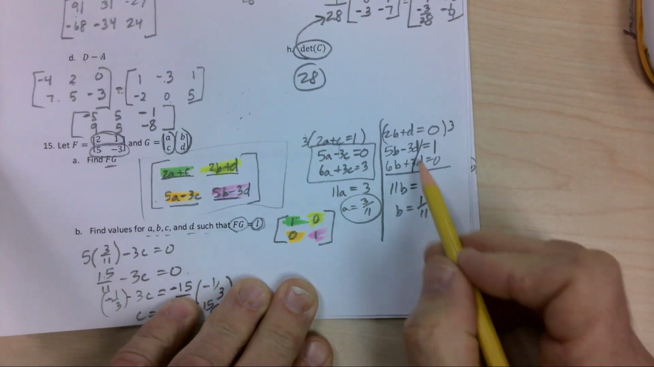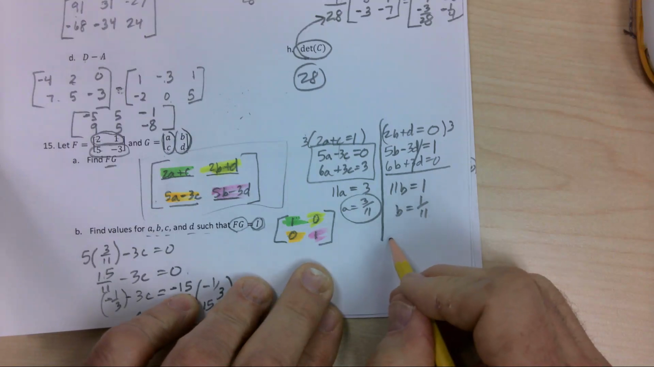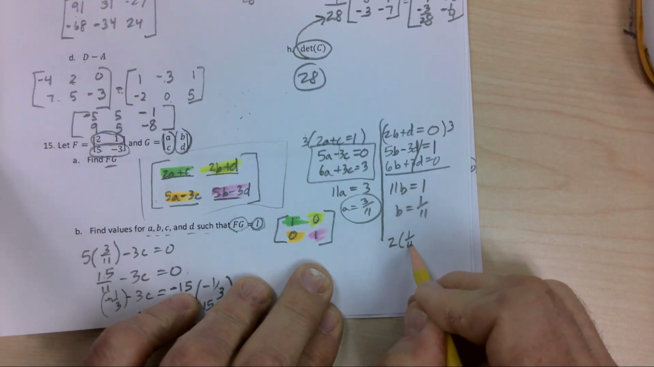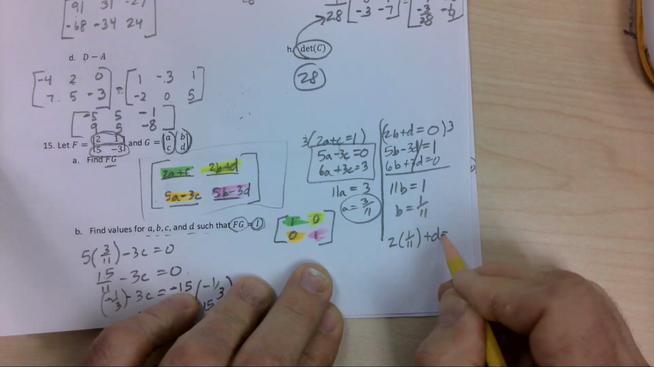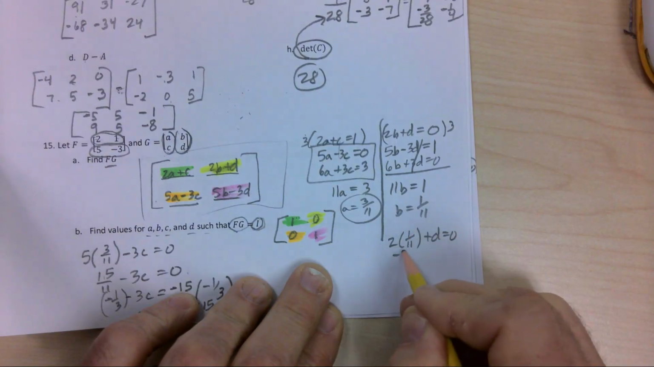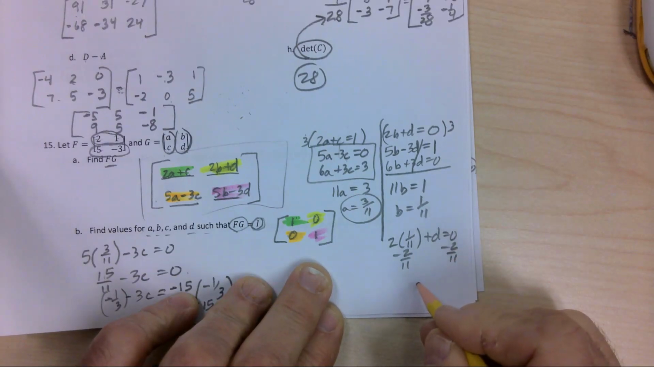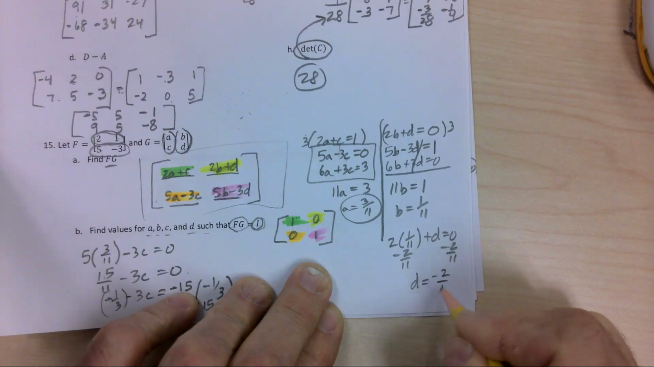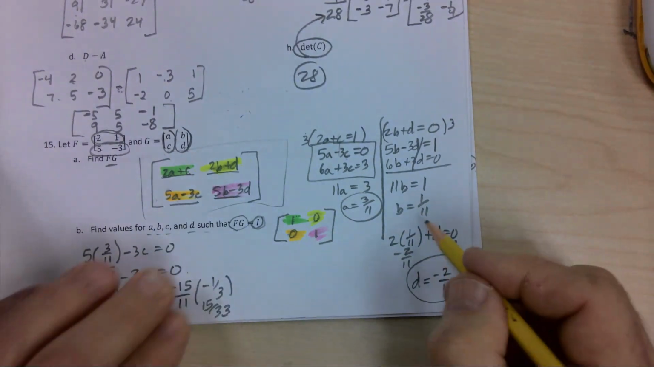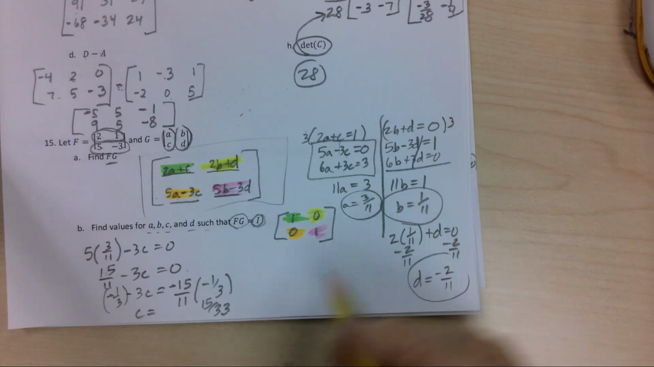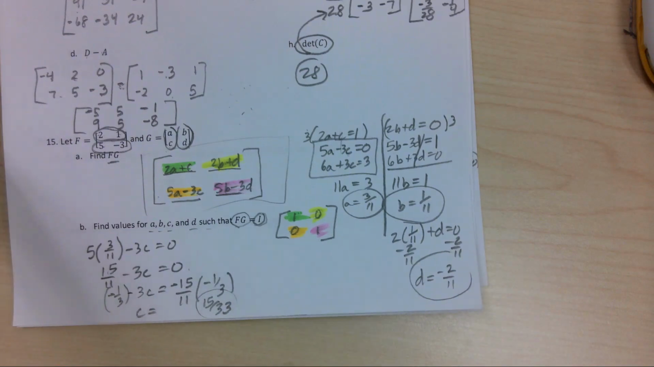Then I'm going to plug that into here to find d. So 2 times 1/11 plus d equals 0. This is 2/11, so I'm going to subtract 2/11 from both sides. And so I get d equals negative 2/11. Kind of crazy. Anyways, my answers are all over the place, but I think you get it.